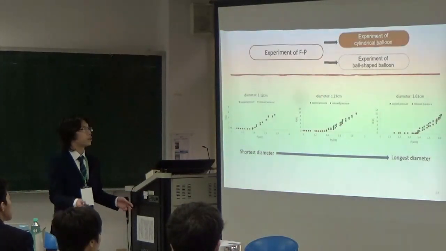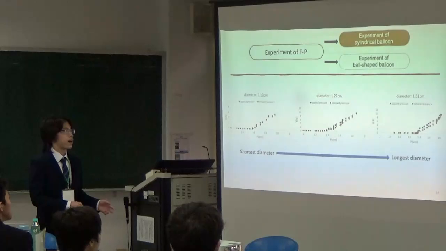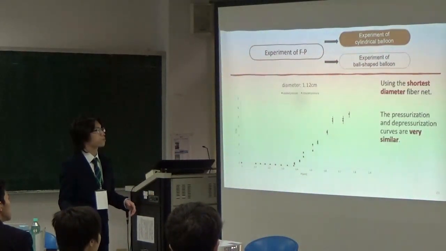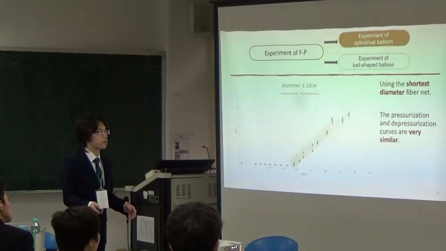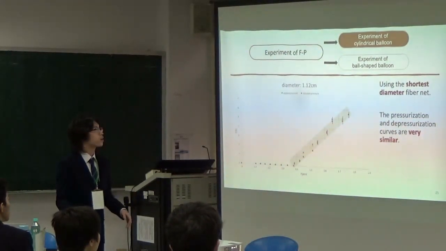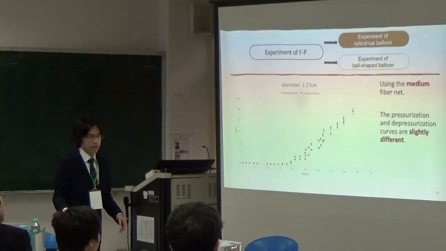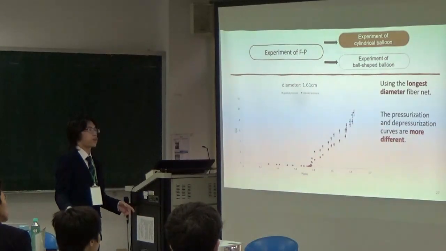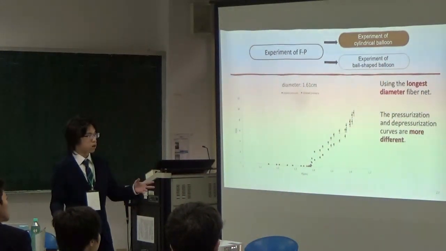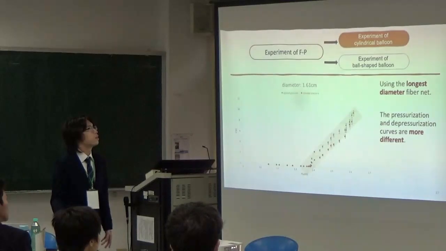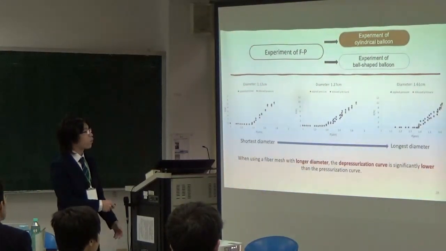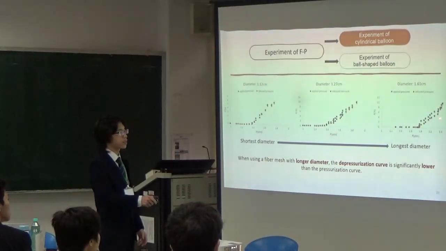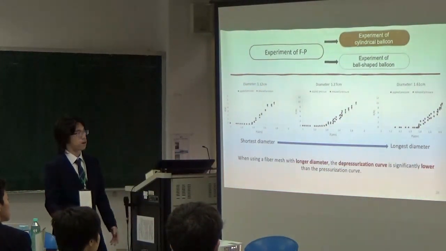balloon. So these are three graphs of our experiment. I will describe them from the shortest diameter to the longest diameter. When we use the shortest diameter, the two curves are very similar. With the medium one, the depressurization curve is slightly lower. And with the longest diameter, the two curves are more different. As a result, we can say that when using a fiber mesh with a longer diameter, the depressurization curve will be significantly lower than the pressurization curve.